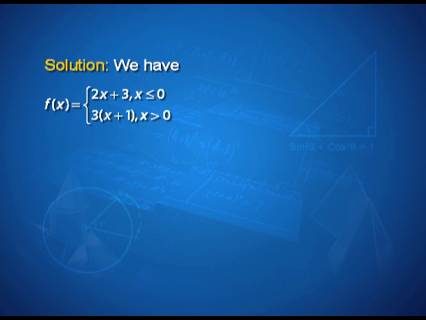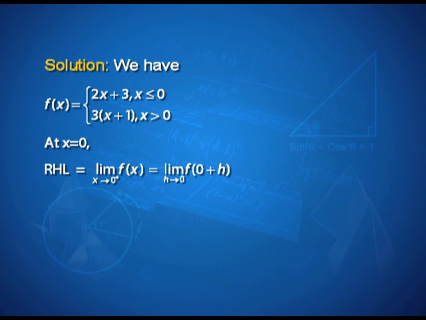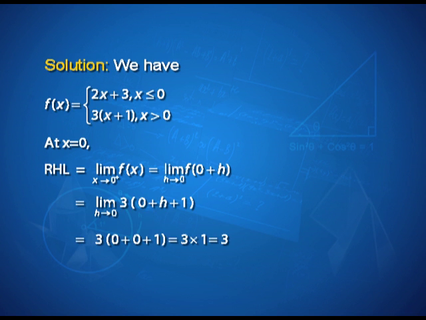Look into the solution. We have f(x) = 2x + 3 whenever x is less than or equal to 0 and 3(x + 1) whenever x is greater than 0. At x = 0, look into the right hand limit. We have limit f(x) as x tends to 0 positive is equal to limit f(0 + h) as h tends to 0, that is equal to limit 3(0 + h + 1) as h tends to 0, which can be simplified as 3(0 + 1), that is equal to 3 into 1, that is equal to 3.